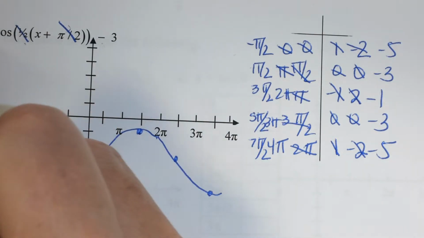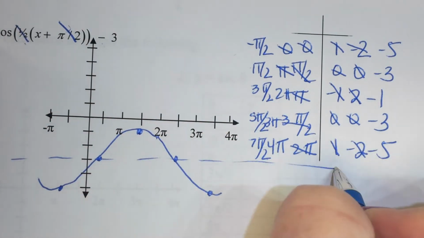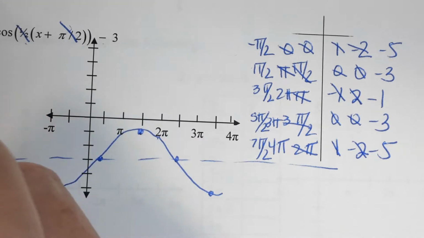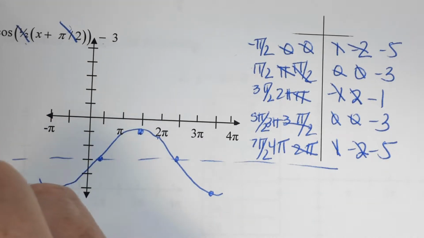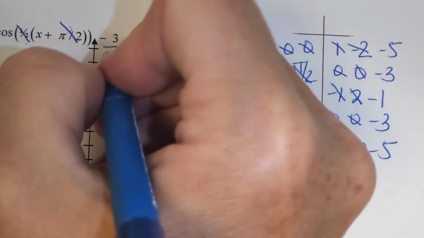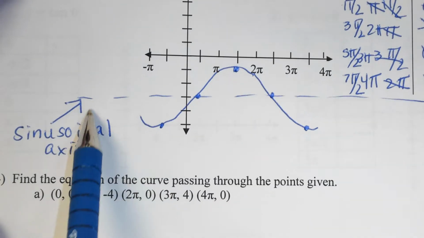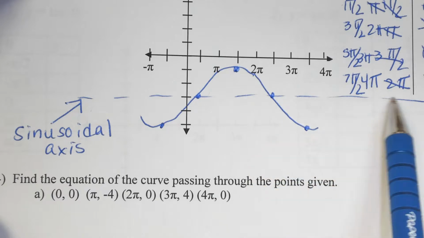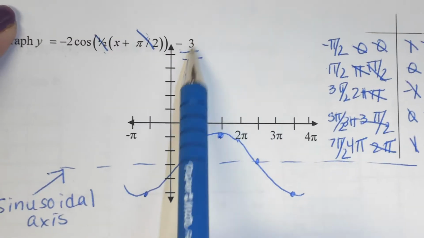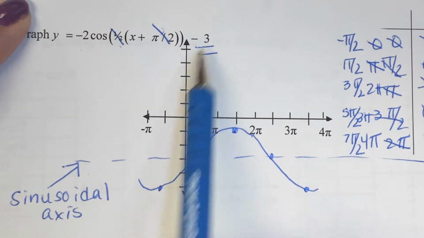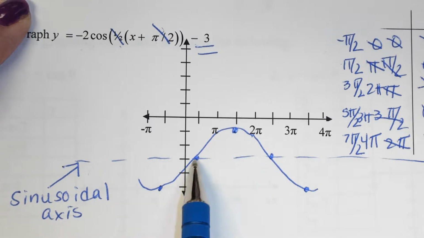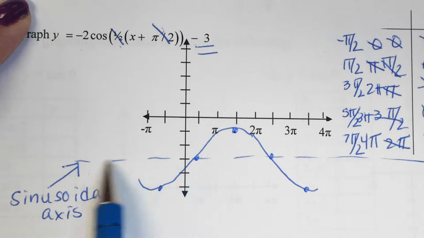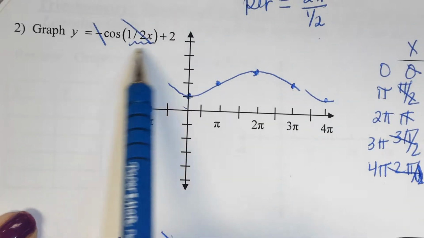And by the way, this right here, it has a special name. This is called the sinusoidal axis. And that's always just going to be equal to the shift. So this line is called the sinusoidal axis, and it's always going to be the same as that shift up or down. It goes right through the middle of the high and low points. So it's at y equals negative 3 for this one. It was at y equals 2 for this one. Okay.